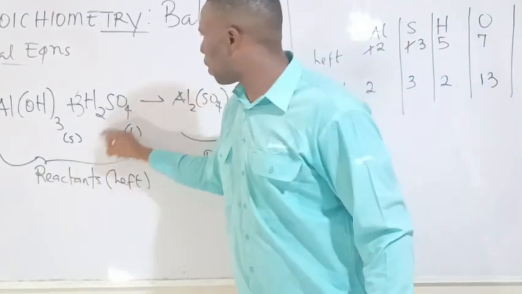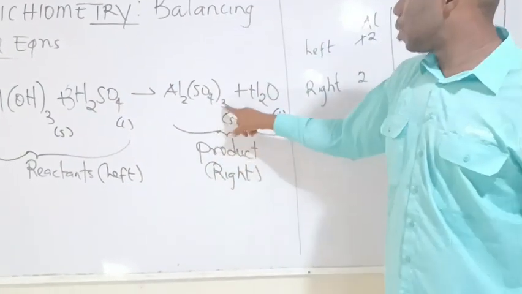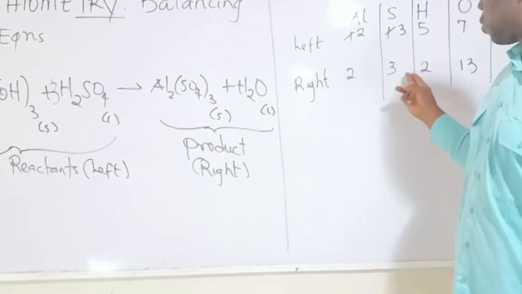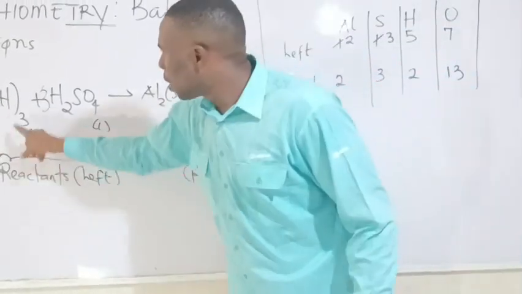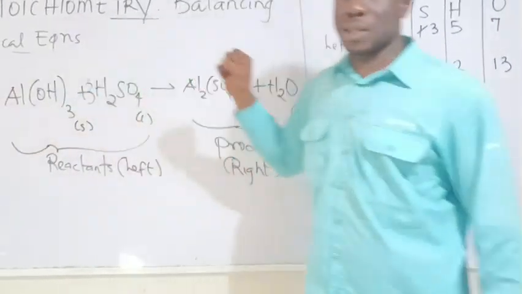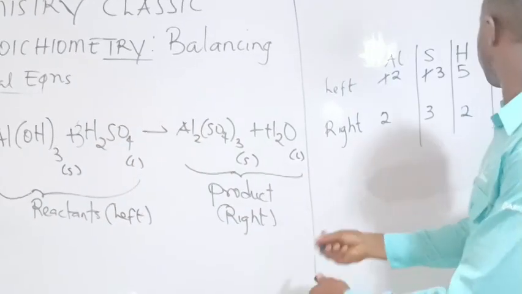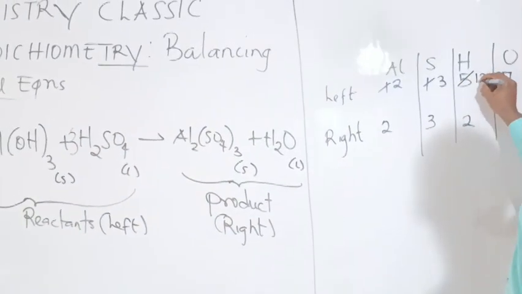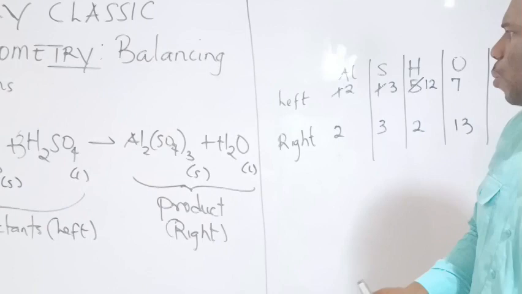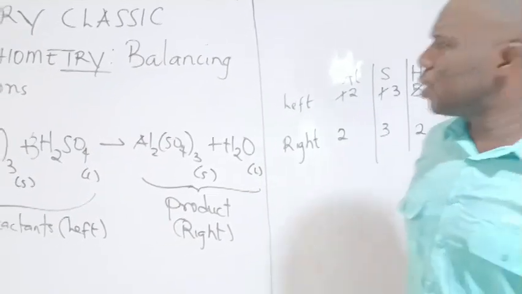For sulfur, I have 1 times 3 is a 3 on the left, and on the right is 3 times 1 times 1, still a 3 for sulfur. Now we go to hydrogen. Clearly, 1 times 3 is 3, 3 times 2 is 6. Now 2 times 3 is also 6, so 6 plus 6 equals 12. So I have 12 hydrogens on the left, and when we come to the right, it's just a 2, still a 2, it's fine. Now we go to oxygen.